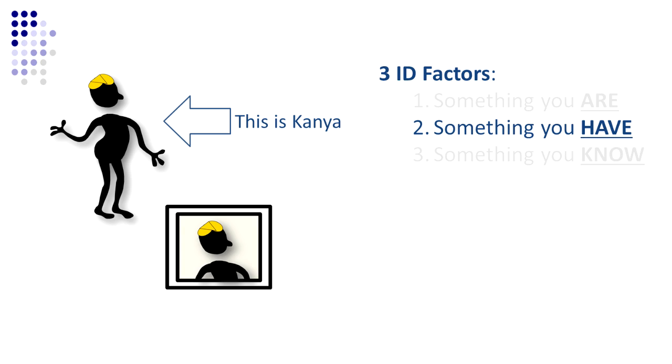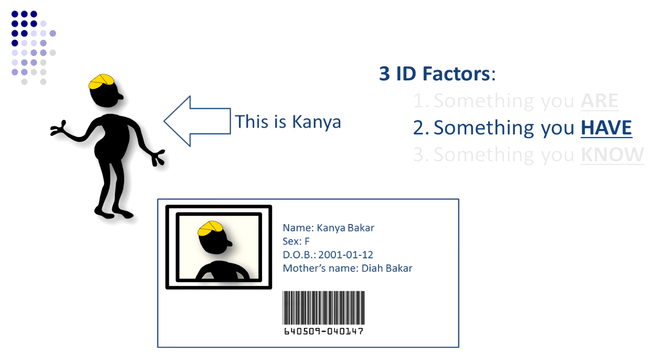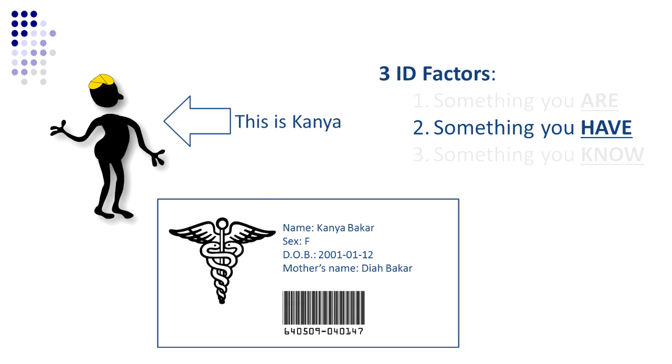Not surprisingly, this is the most prevalent of the three factors. By far the most common something you have is an ID card. This card might include a photo, or it might not. Usefully, low-tech cards can be quite readily and easily issued, including in remote environments.